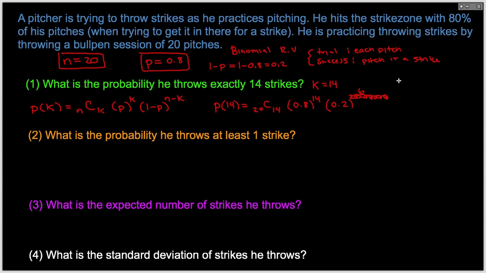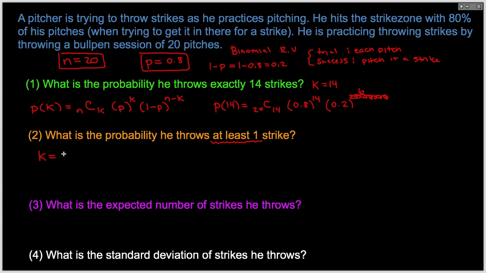Now, the next question asks, what is the probability he throws at least one strike? The words that should strike you here, pardon the pun, is this phrase right here, at least one. And whenever you see at least or at most, what I want you to do is write K, and then write all the possible values K could take, right? So K is the number of successes, right?